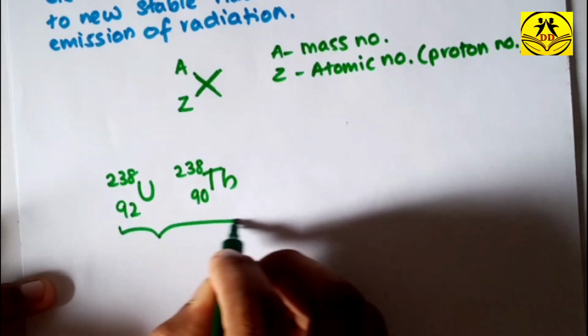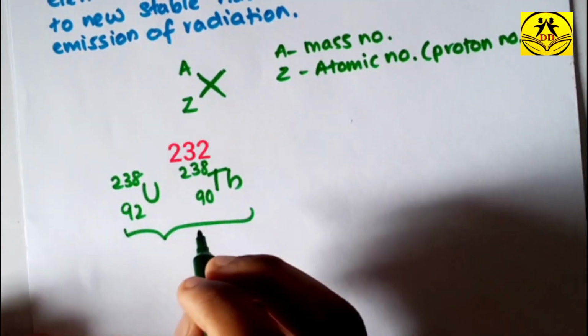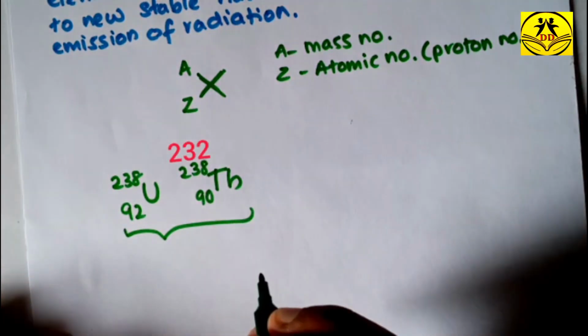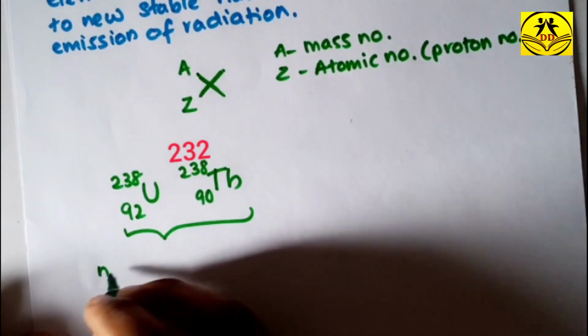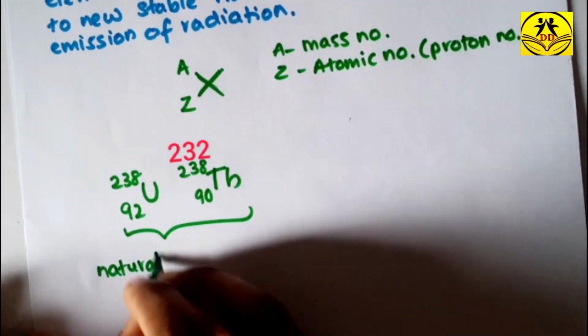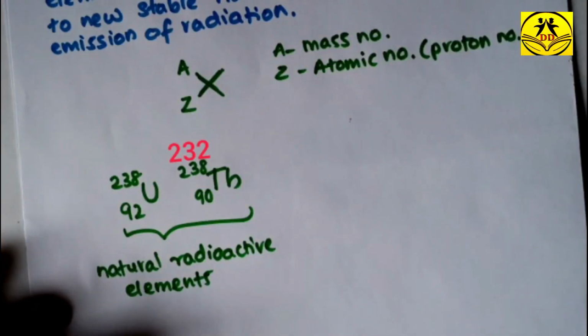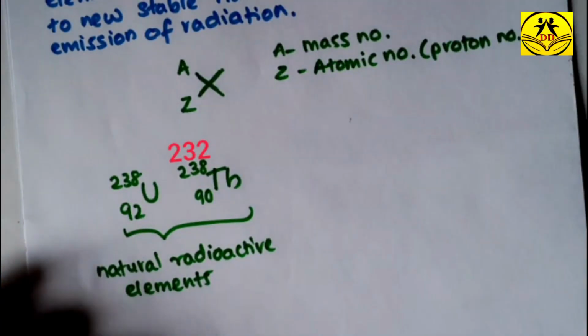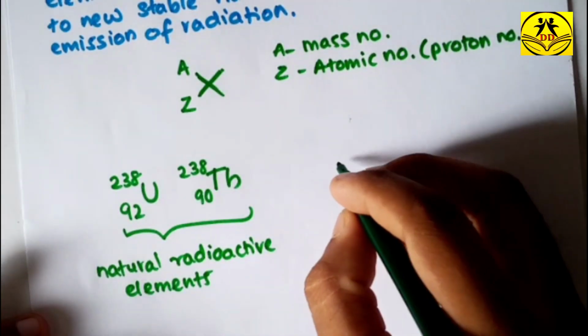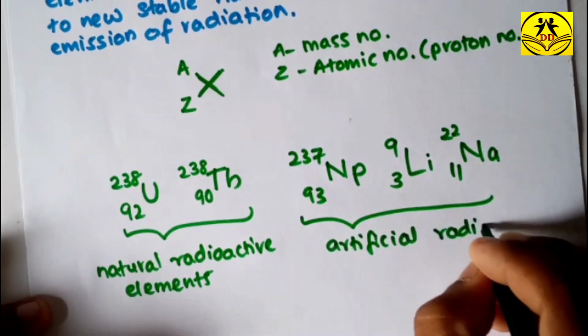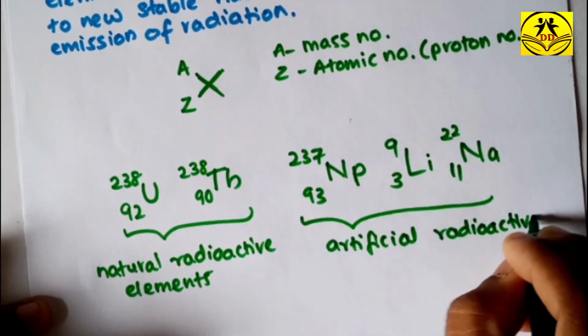These nuclei are naturally existing, so we call them natural radioactive elements. But there are certain nuclei that are formed by reactions that show radioactivity. We call them artificial radioactive nuclei.